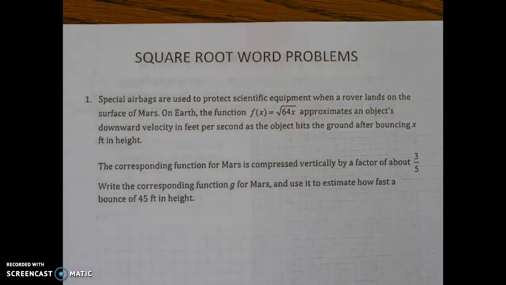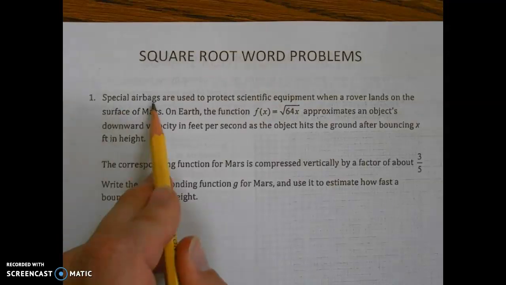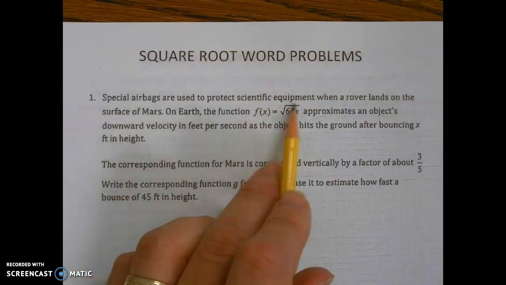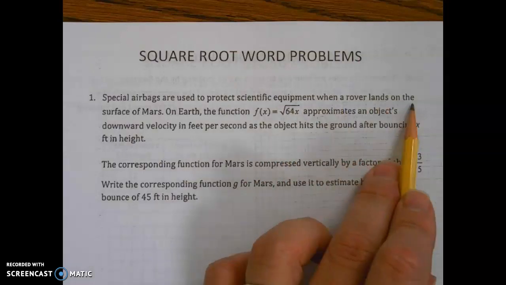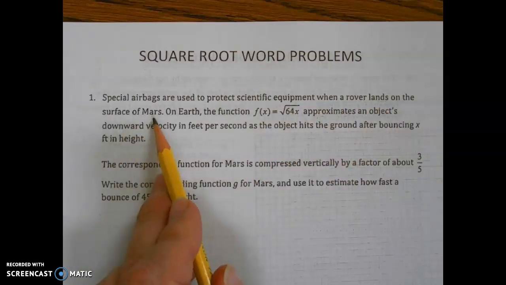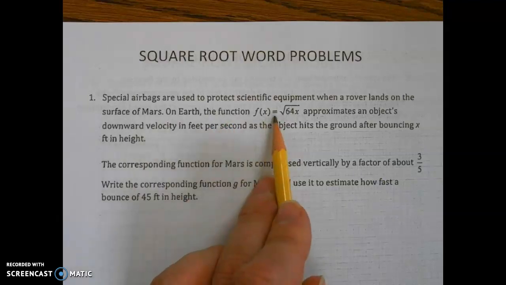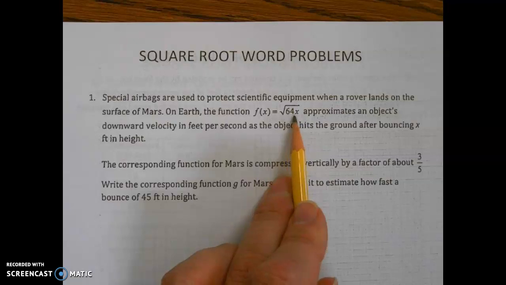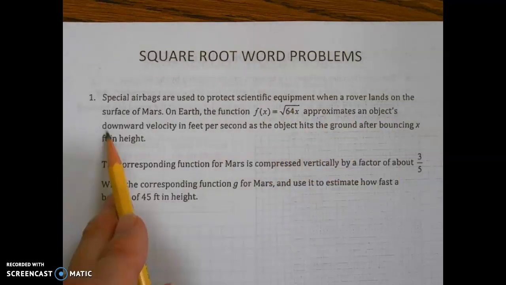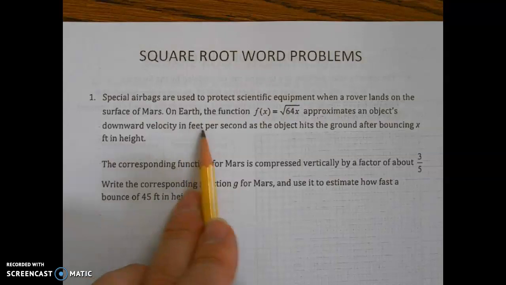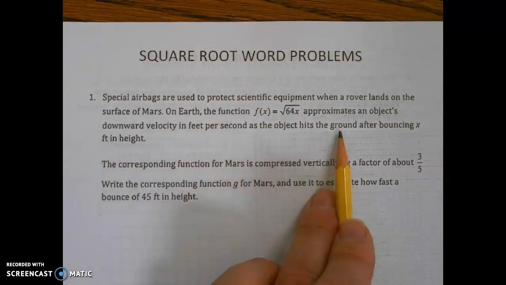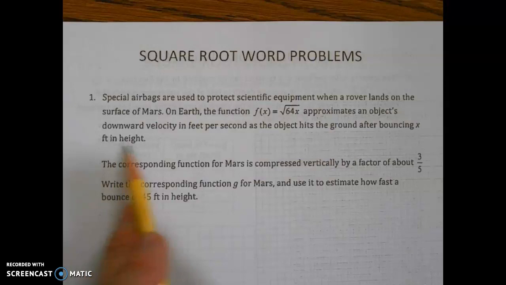Okay, we're going to take a look at some square root word problems. So let's go ahead and start off by reading the problem. Special airbags are used to protect scientific equipment when a rover lands on the surface of Mars. On Earth, the function f of x equals the square root of 64x approximates an object's downward velocity in feet per second as the object hits the ground after bouncing x feet in height.